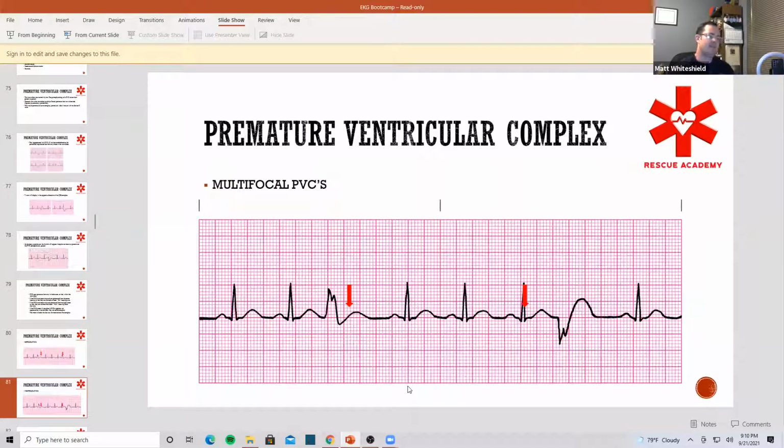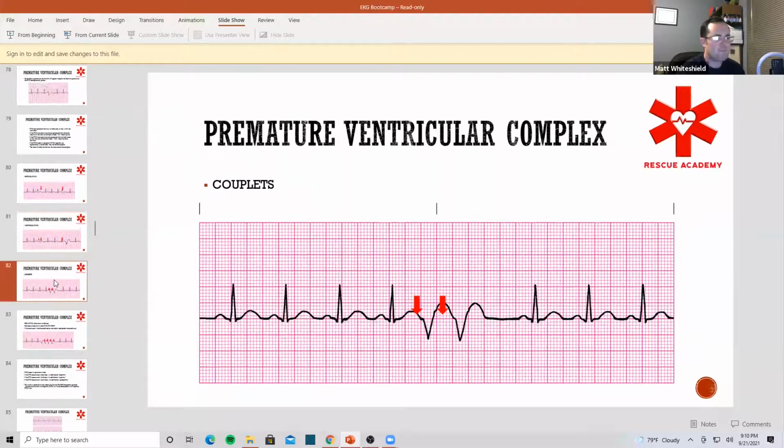Let's take a look here. We got one that has an upward deflection, the other one has a downward deflection. Sorry about the arrows, I didn't move them. Because they're both different, we consider that multifocal. All right, we got two PVCs right back to back, considered a couplet. So we would call this normal sinus rhythm with a couplet of PVCs.